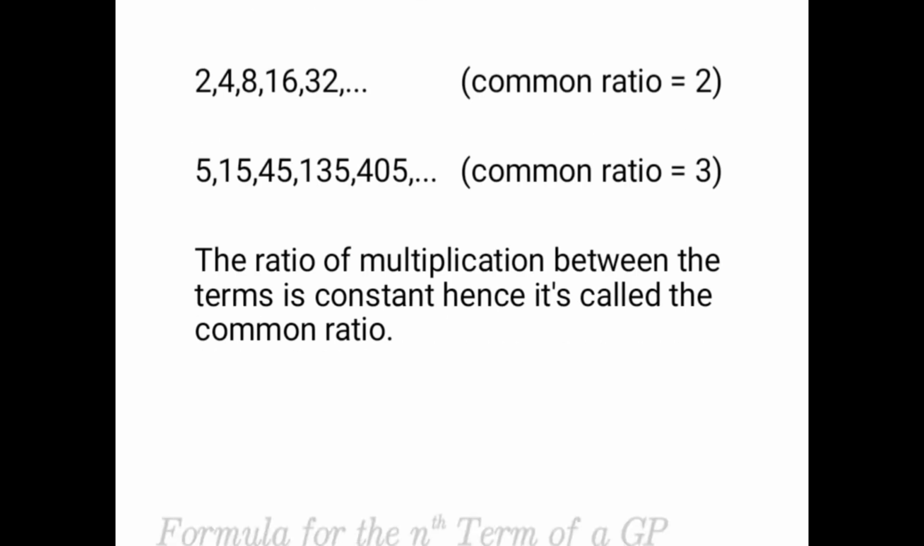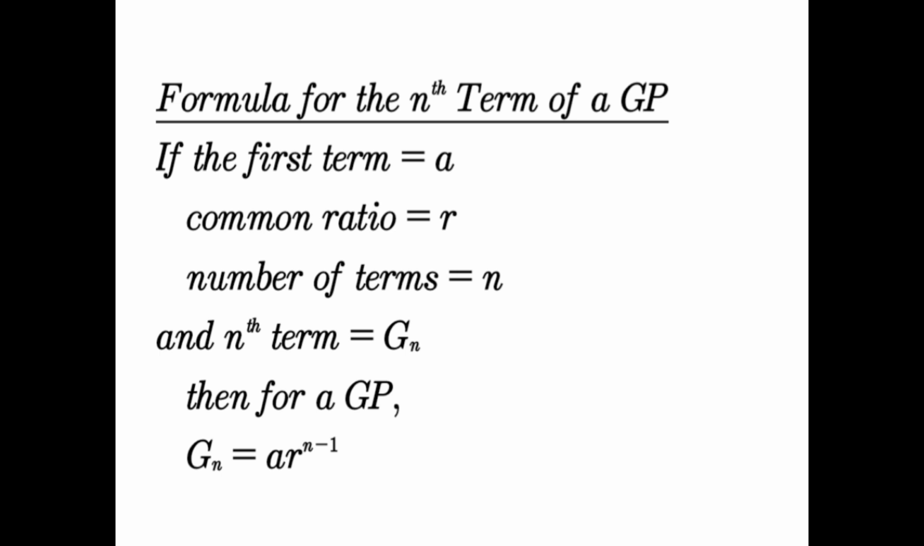Then we need a formula as well for the geometric progression. Okay, to derive the formula, if the first term of the GP is a, and the common ratio of the GP is r, and the number of terms in the GP is n, then the nth term of the GP, the value, let's say, is Gn. Then for any GP, Gn is equal to a r raised to the power (n minus 1). Okay, so if we're looking for the 20th term, we can say G20 is equal to a r raised to the power (20 minus 1).